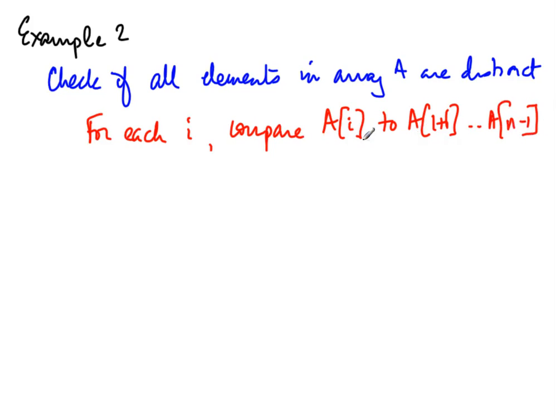So if you find that A[i] is equal to something to its right, then you know that the elements are not all distinct. On the other hand, if you don't find A[i] equal to something, you go to A[i+1] and do the same check. So in this way, if you go through this whole thing and you don't find any element which has any matching value to its right, then you know that all the elements are distinct. So once again, let's write down this as a formal algorithm.